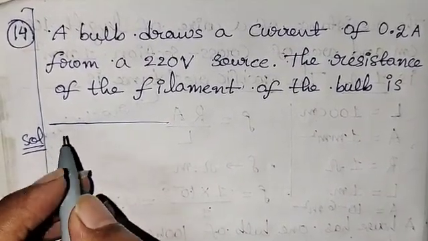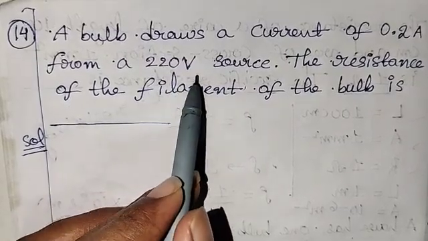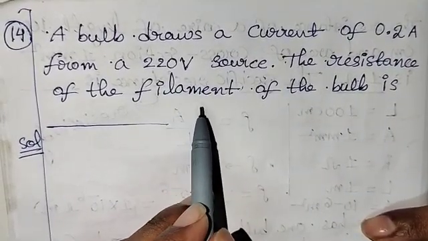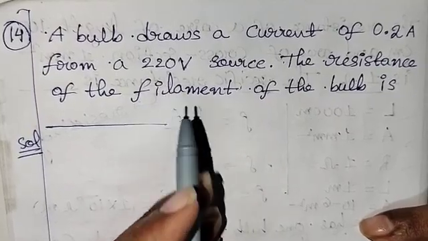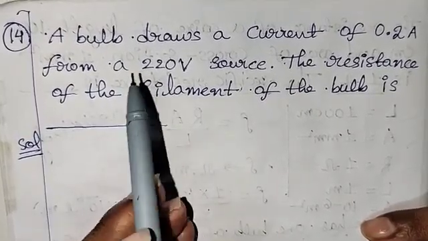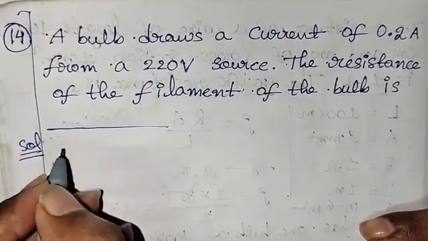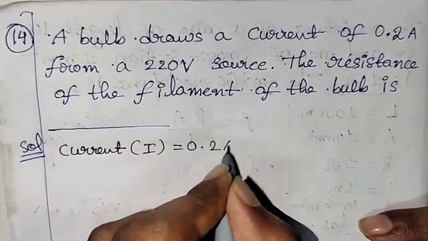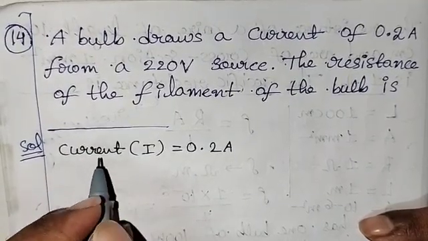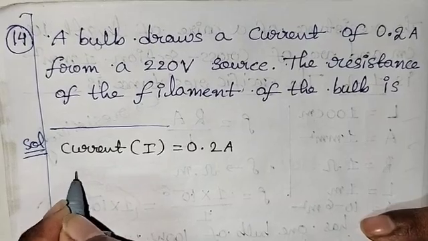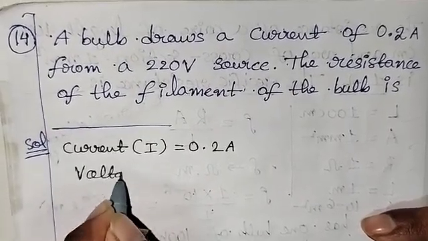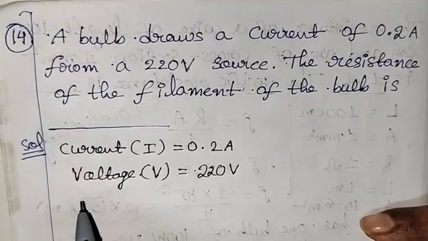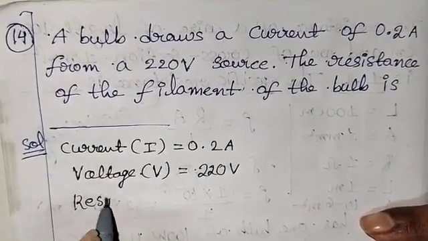A bulb draws a current of 0.2 amperes from a 220 volt source. The resistance of the filament of the bulb is... Generally the filament of the bulb is made up of tungsten because it has high heat resistance. So here the bulb draws a current, so current is given: I is equal to 0.2 amperes. From a 220 volt source, V for voltage, so voltage is given, capital V is equal to 220 volts. The resistance of the filament, we have to find resistance.